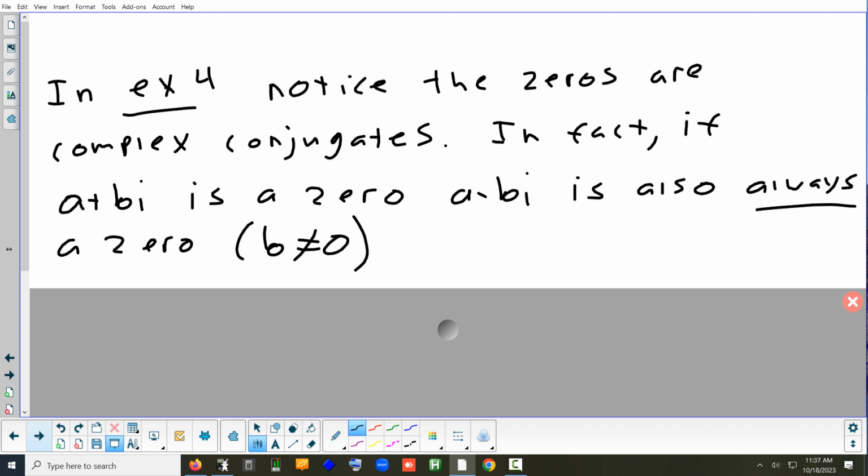So if I tell you I am thinking of a problem and 2 plus i is a root, then you automatically know 2 minus i is a root. And they always come in pairs. So that's important. You can never have an odd amount of complex answers. Never. You can have 2, 4, 6, 0. You can have 0 complex answers. But you cannot have an odd amount.